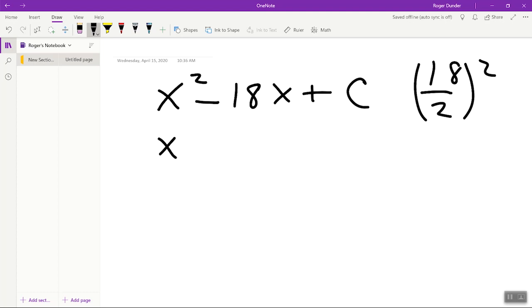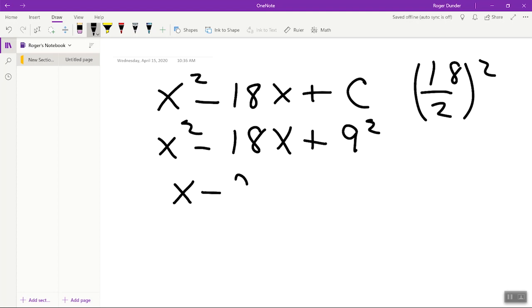So if I were to do that, I would get x squared minus 18x plus, 18 divided by 2 is 9, 9 squared is 81. So I'm adding 9 squared. Okay? And when I do that, this thing will factor very nicely as x minus 9 quantity squared.